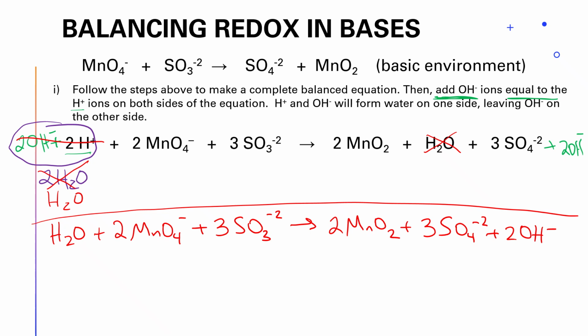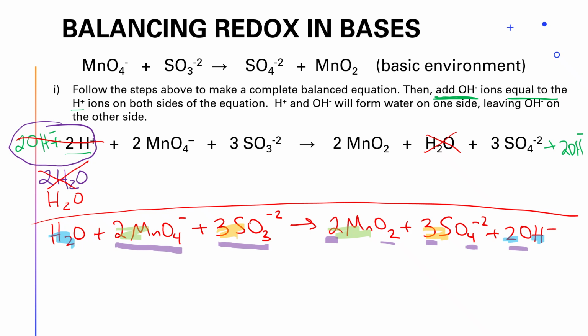My reaction should still be balanced with charge. It's just now that I have leftover hydroxide instead of leftover hydrogen. If we go back to check just to make sure everything's right, 2 hydrogens, 2 hydrogens. We've got 2 manganese, 2 manganese. We have 3 sulfurs, 3 sulfurs. For oxygen, we have 1 and 8 and 9, which is 18. And here we have 4 and 12 and 2, which is 18 oxygens.